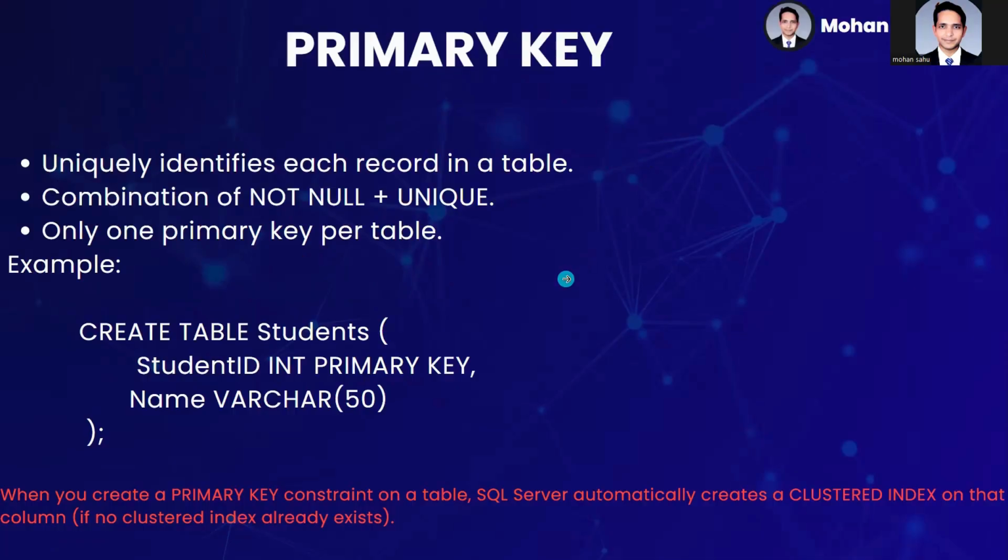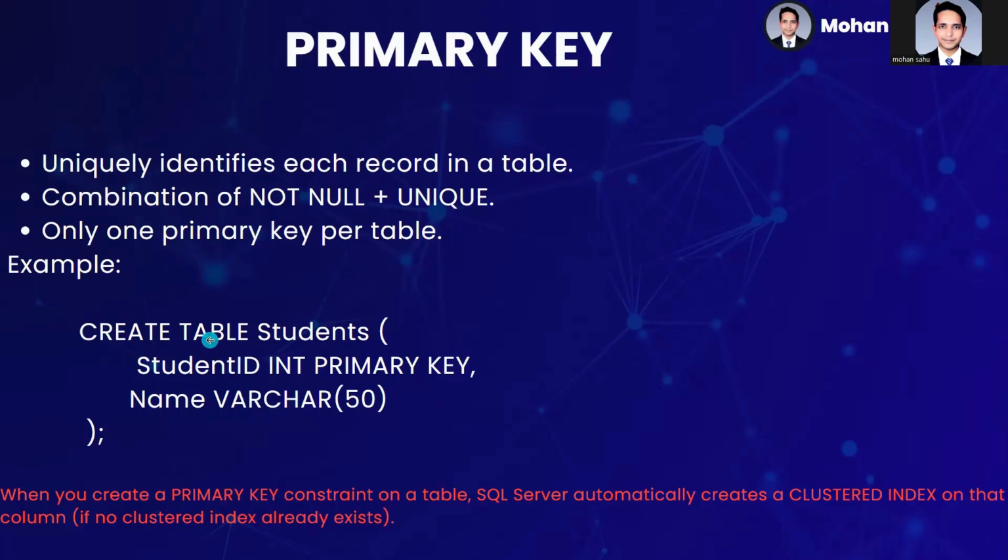Now the primary key, favorite of everyone, I think. This basically uniquely identifies each record in a table, and it's a combination of not null plus unique. Not null ensures that you must insert some value in that particular column, and unique makes sure that this value is not repeated. Only one primary key we can create per table.